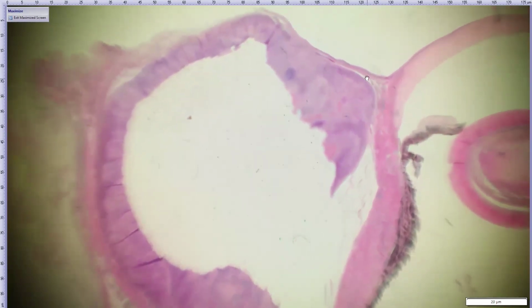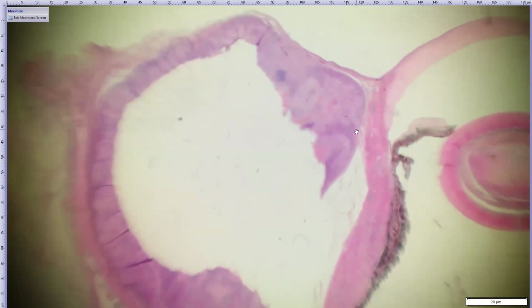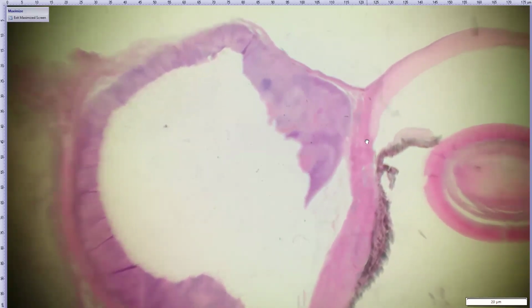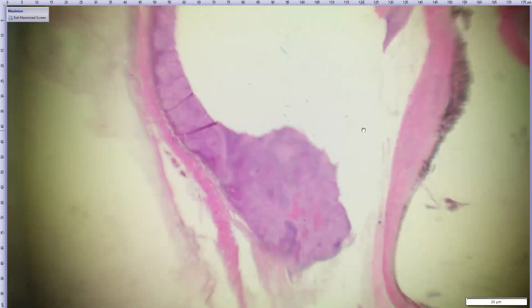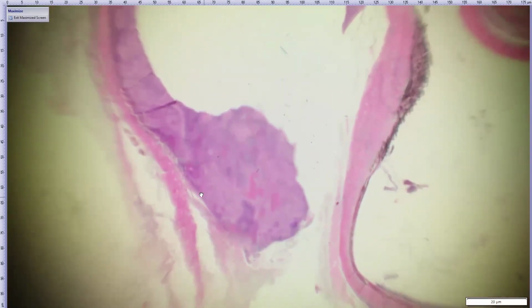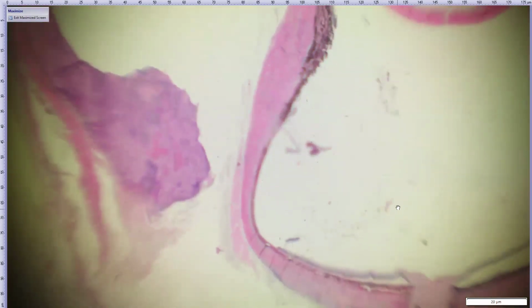But we can see it is rather discrete, so we can see the border. Sorry about the shakiness, everyone. We can see the distinction between mass and normal sclera. Can show how large it is. And again, just kind of normal episcleral tissue over here and mass here, very distinct borders.